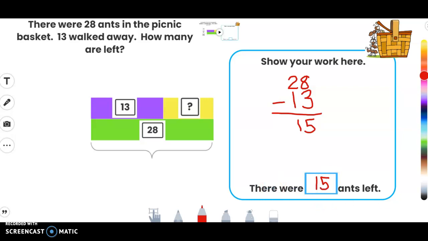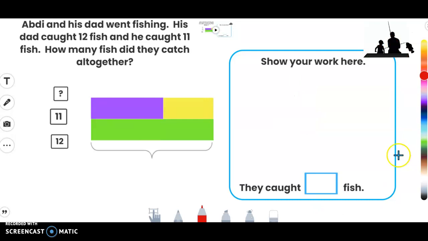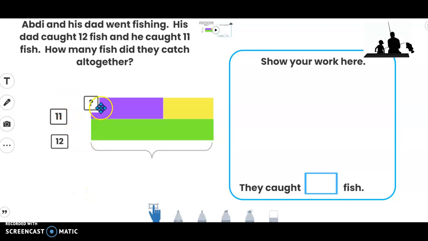All right, let's try another one. Abdi and his dad went fishing. His dad caught 12 fish and he caught 11 fish. How many fish did they catch all together? All right, does it tell us how many they caught all together? No, it does not. So our question mark is going to go in the whole because we don't know how many it is all together.